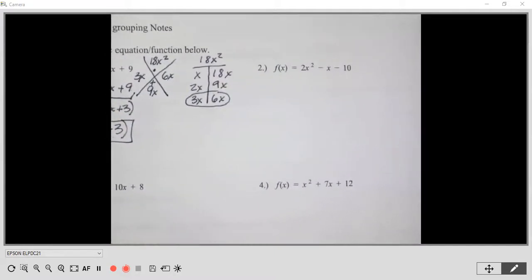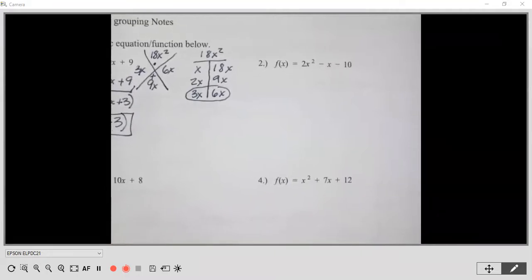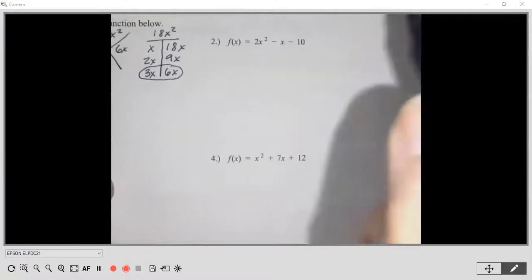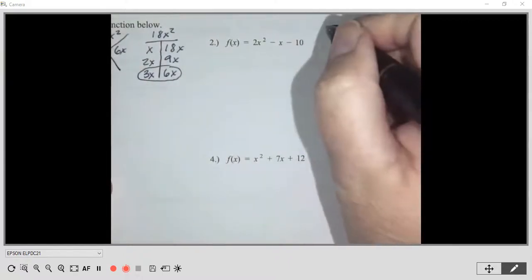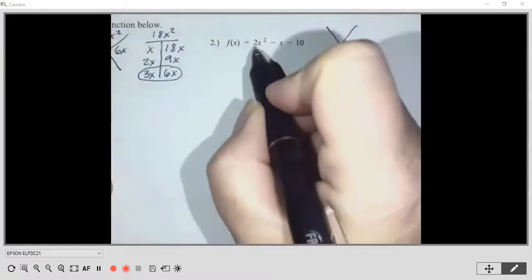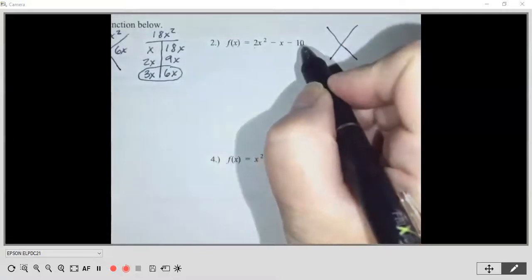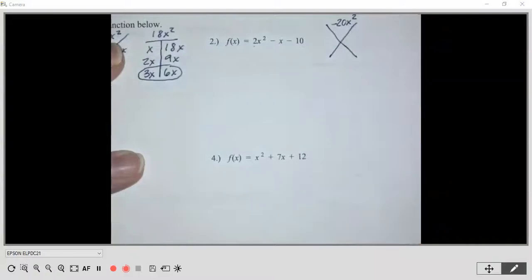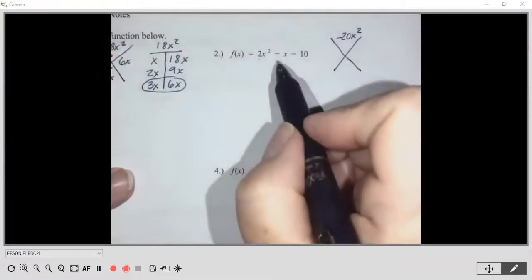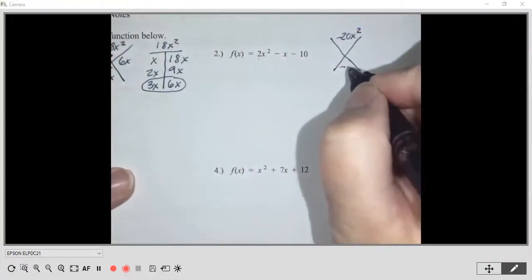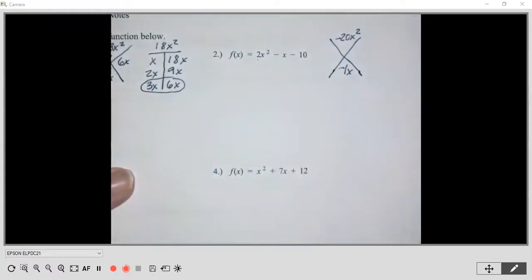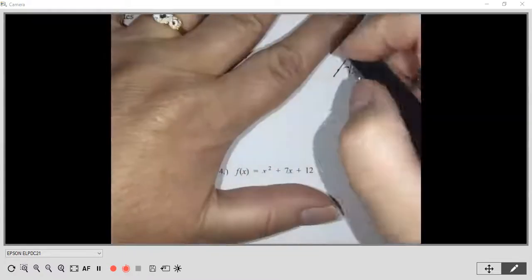So we have f of x equals 2x squared minus x minus 10. I'm just going to slide the camera over a little bit. There we go. Okay. So I'll make my x-table. a times c: 2x squared times negative 10 gives me negative 20x squared. And then my b term is negative x. And if you want to write the coefficient 1, that's sometimes helpful just for visualizing, negative 1x. I'm going to write that a little neater.